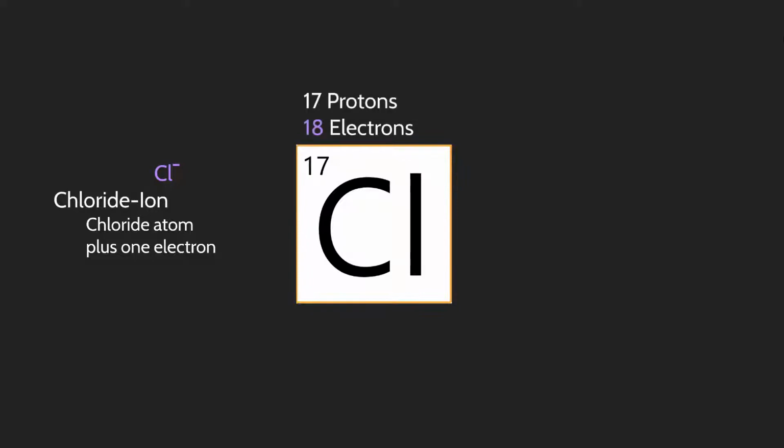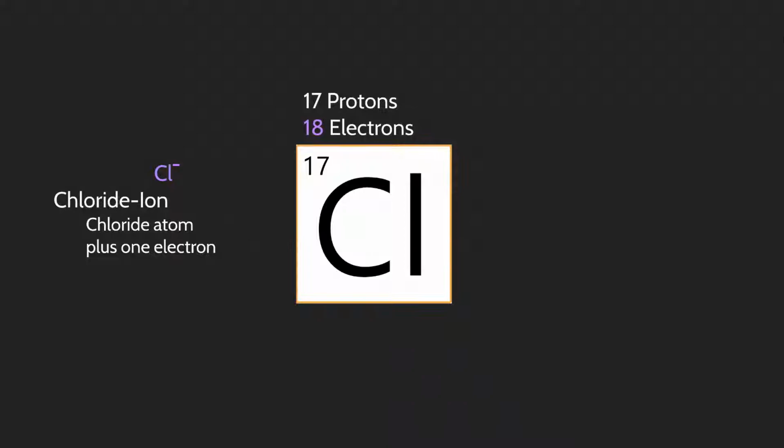This means we have one more electron than proton. In total, 18 electrons and 17 protons. Remember, ions are always charged. Singular atomic ions are, in other words, charged atoms.